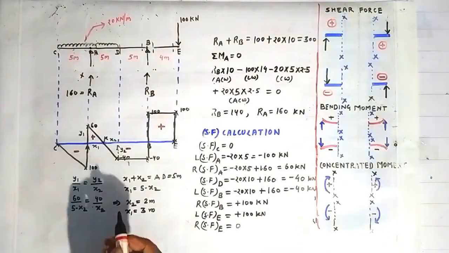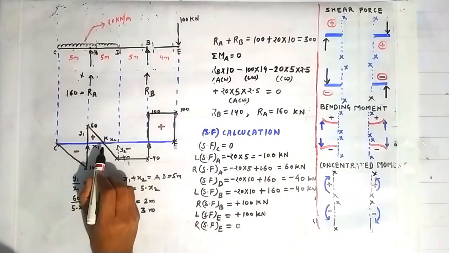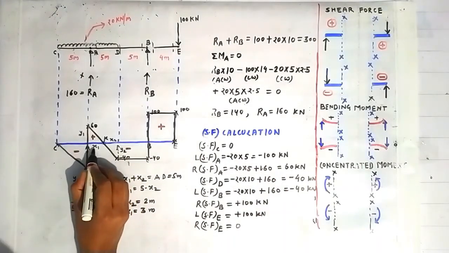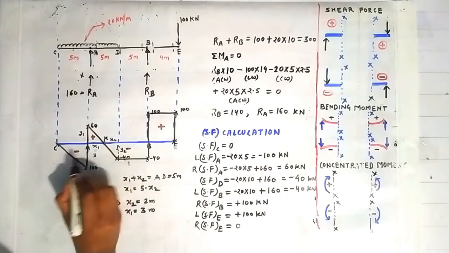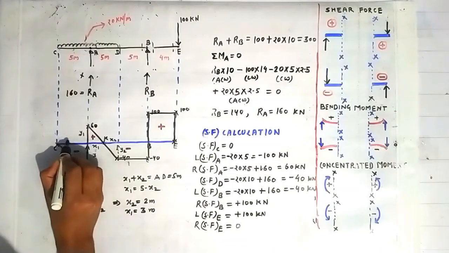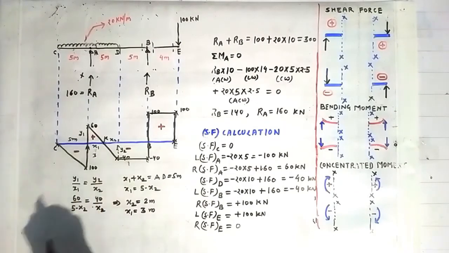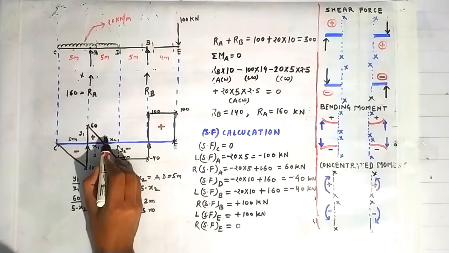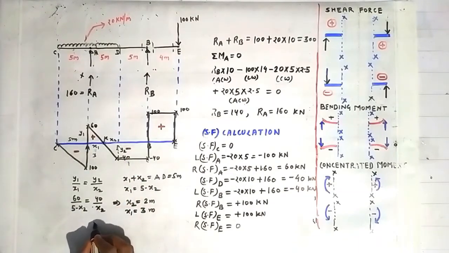Okay, so the point where the shear force becomes 0 will lie at a distance of x1, which is 3. We know that the distance between C and A is 5 meter, so the shear force becomes 0 at a point which lies at a distance of 5 plus 3 is equal to 8 meter from the point C. So at x equal to 8 meter from the point C, the shear force is equal to 0.